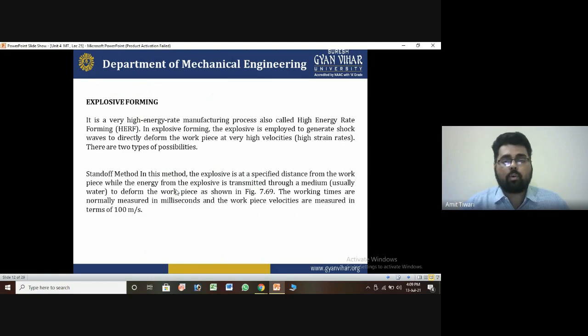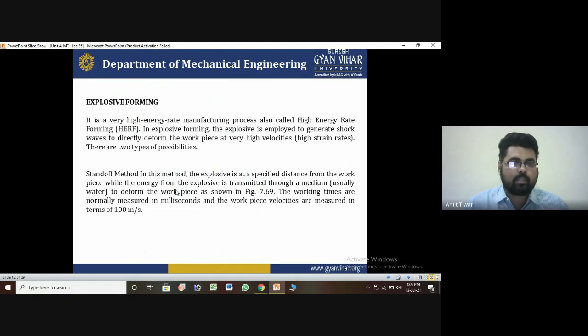In explosive forming, the explosive is employed to generate a shock wave to directly deform the workpiece at a very high velocity or high strain rate, and there are two types of possibility.